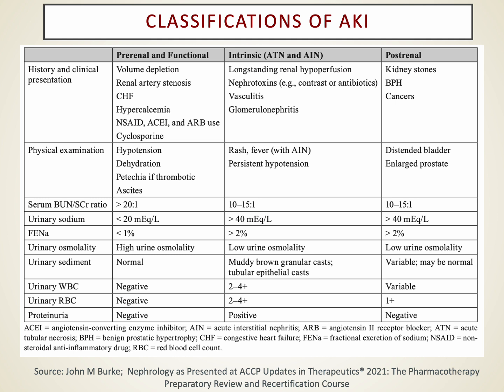Finally, post-renal is usually an obstruction. This is either a kidney stone or BPH, an enlarged prostate in a man, or cancers with a mass, typically that would obstruct the urethra. The patient may have a distended bladder or an enlarged prostate on physical exam. And the findings, BUN to creatinine ratio and the fractional excretion of sodium, in a sense, mimic what we see with intrinsic acute renal injury as well.